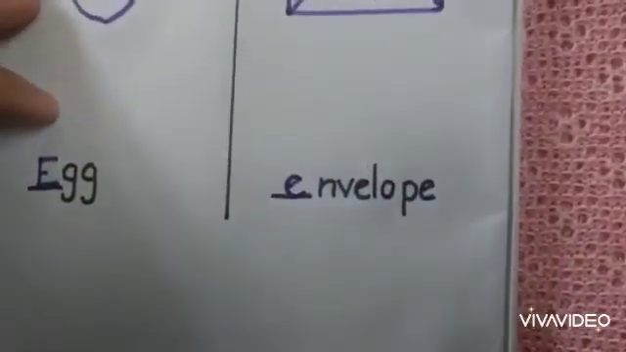E for envelope. Now kids, let's watch a worksheet related to the alphabet E. Kids, in this worksheet, you have to match the alphabet with the correct picture. The first alphabet is B. B for butterfly. So you have to match alphabet B with butterfly. Second alphabet is D. D for drum. So you have to match alphabet D with drum. Third alphabet is A. A for apple. So you have to match A with apple.